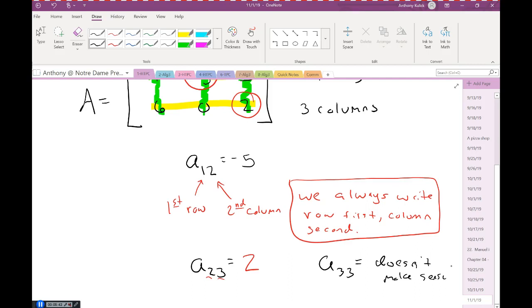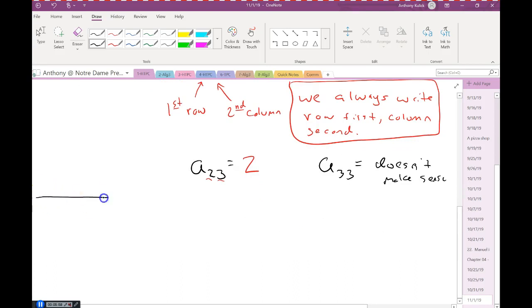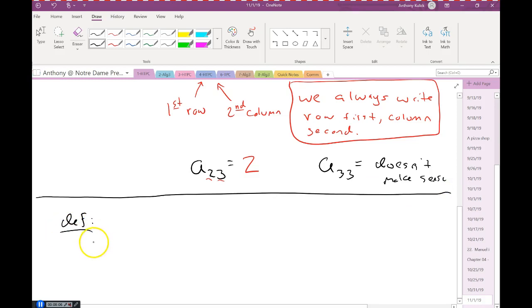Okay, so we've described a little bit how we're going to talk about the parts that are inside of our matrix. We're going to describe their locations by saying what row they're in and what column they're in. What we want to do now is talk about ways to describe a matrix in general. One way we can do that is by talking about its dimension.